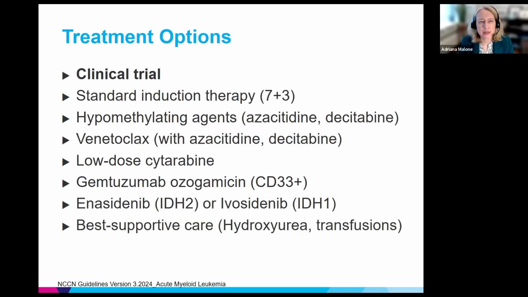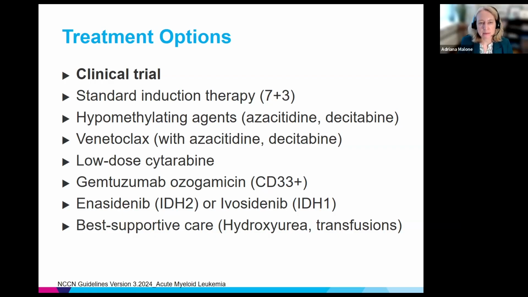So taking that into account, a clinical trial should be considered if available. If the patient is young and fit, or younger and fitter, then standard induction therapy can be considered. The most common approach to this patient population is currently treating patients with hypomethylating agents, including azacitidine or decitabine alone or in combination with venetoclax.